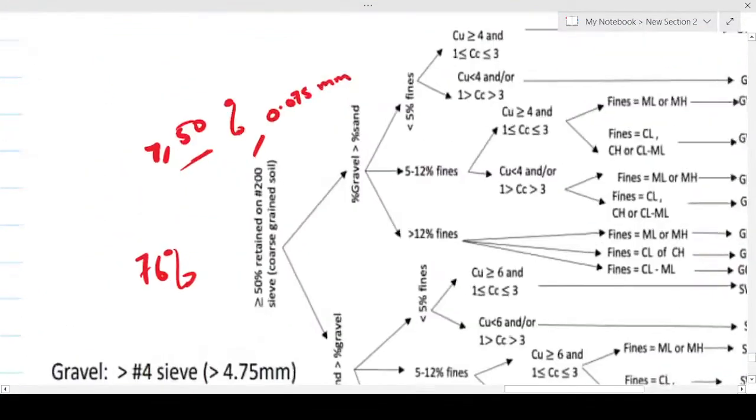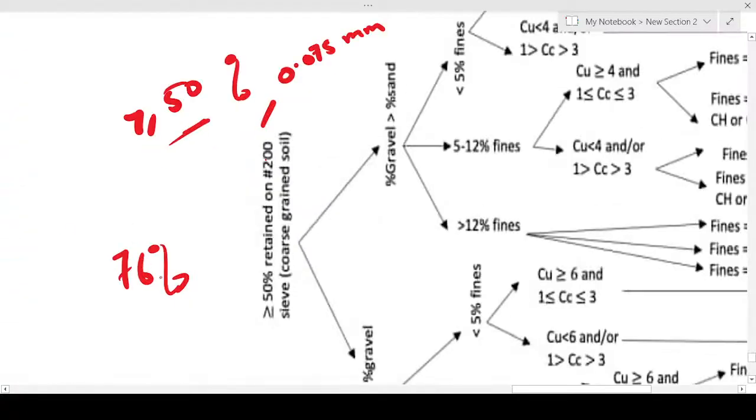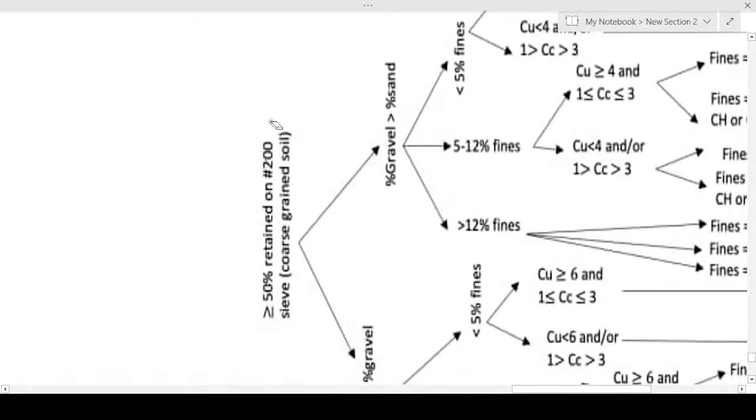So since the first condition has been satisfied, let me erase there. We have 70 over here. We have 76%. So the first condition has been satisfied. Now we branch to this side and this side.